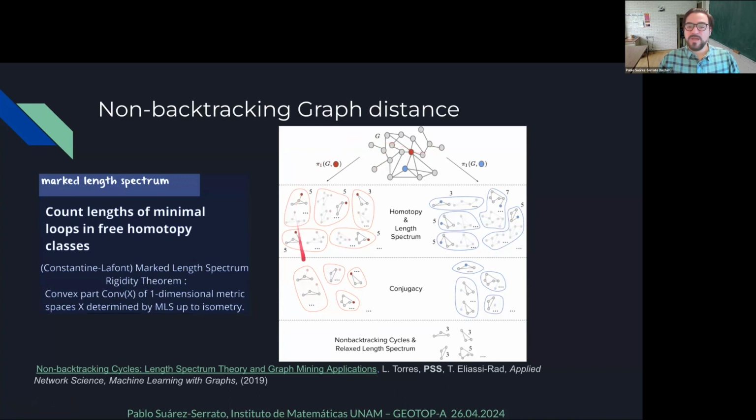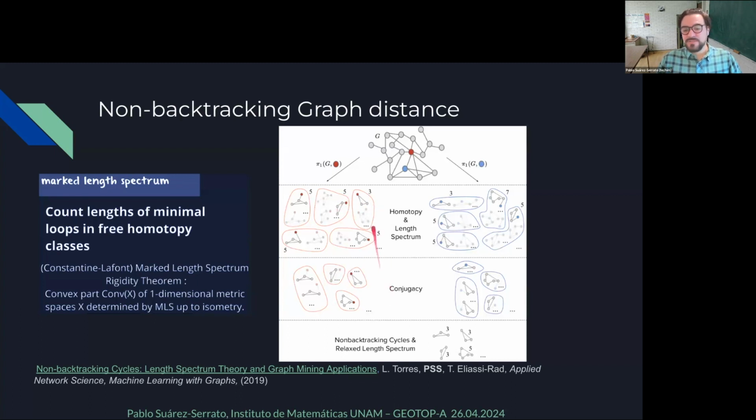And on the right, we have a diagram explaining if we start with a graph that has a base point in different points, then we might have homotopy classes, and then they have a length spectrum because they're the lengths of these cycles. This one's backtracking, so we go 1, 2, 3, 4, 5, but this one's not, so this is just 1, 2, 3.